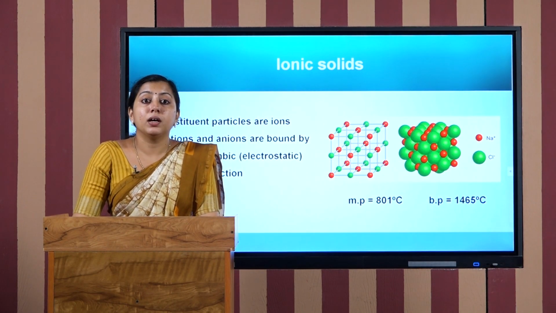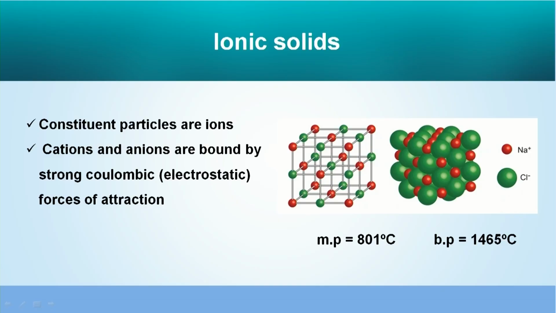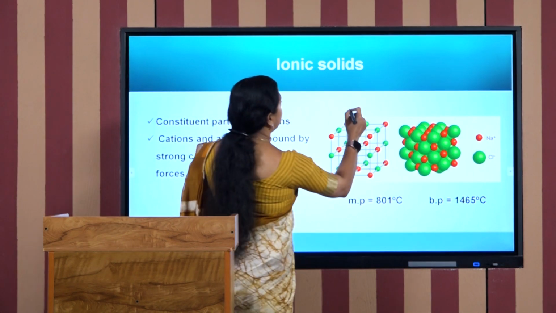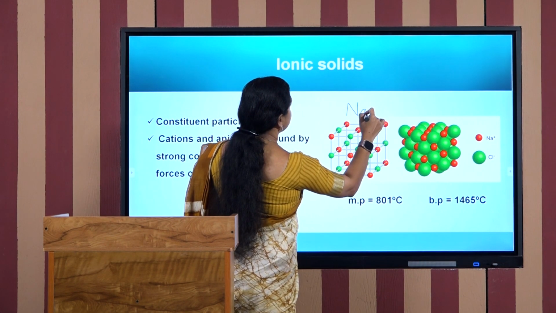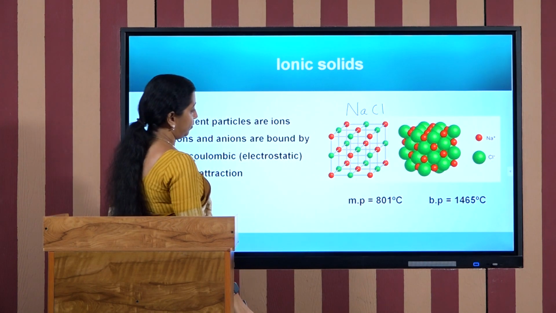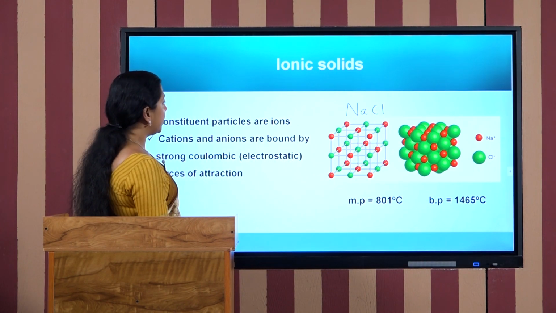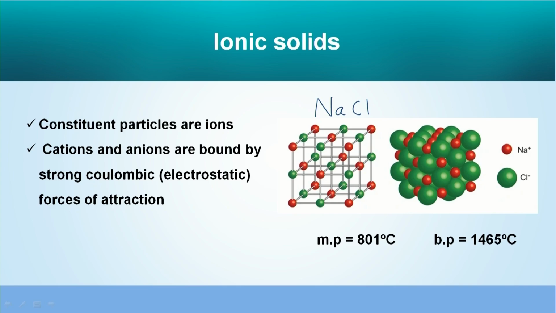Next is the case with ionic solids. We have seen that the constituent particles are ions, in which the cations and anions are bound by strong electrostatic force of attraction. We have seen an example of an ionic solid, that is NaCl. You can see here the melting point of NaCl is 801 degrees Celsius and the boiling point is even higher, about 1465 degrees Celsius.